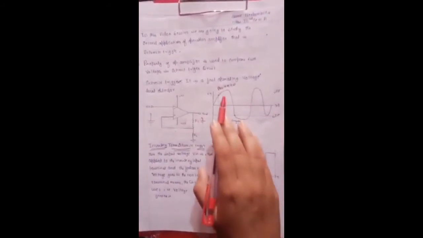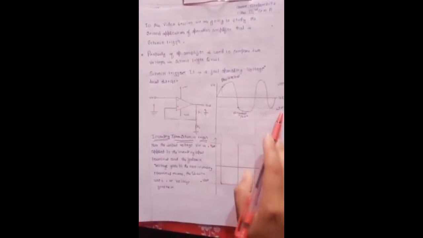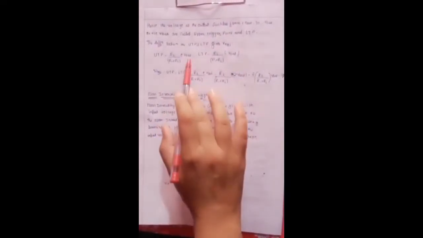This phenomenon repeats. The positive reference which we have set is called the upper trigger point, and the negative reference which we have set is called the lower trigger point. The difference between the upper trigger point and the lower trigger point gives us V hysteresis.